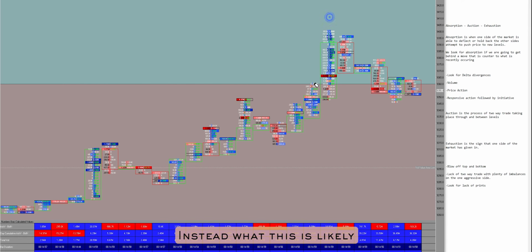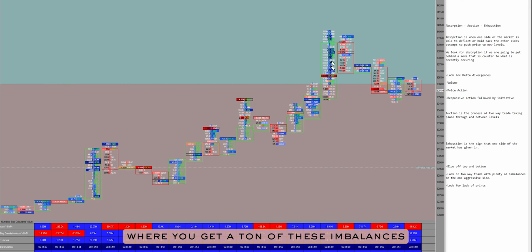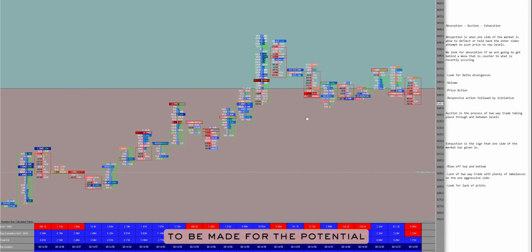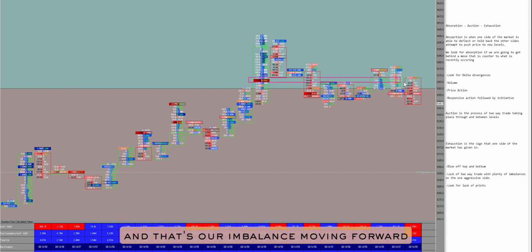Instead, what this is likely is a liquidation structure where you get a ton of these imbalances through the level, shorts closing out, and the passive order book did not really follow this up necessarily with any size because no one was willing to bid this passively through this high. Until we see that someone is willing to bid this passively through this high, there's no real argument to be made for the potential that we're going to take it outside of this range. So we're paying attention to now the last level that buyers are willing to really bid this up, and that's our imbalance moving forward.